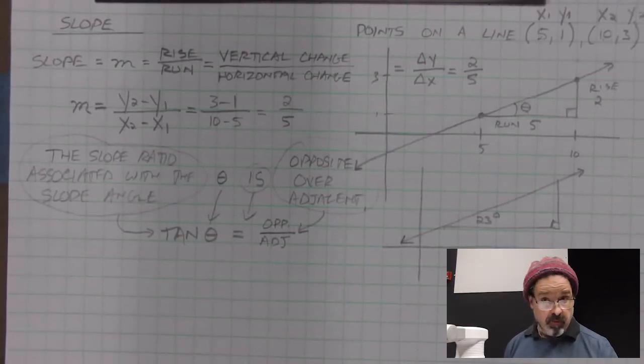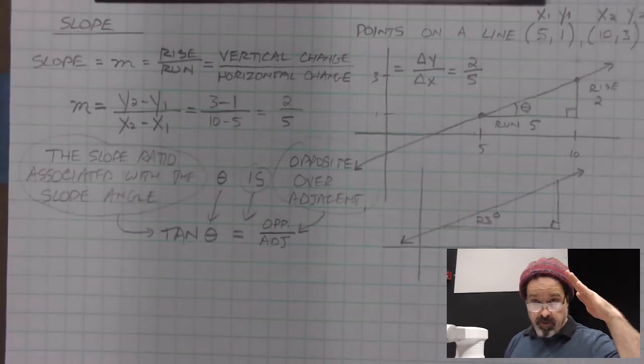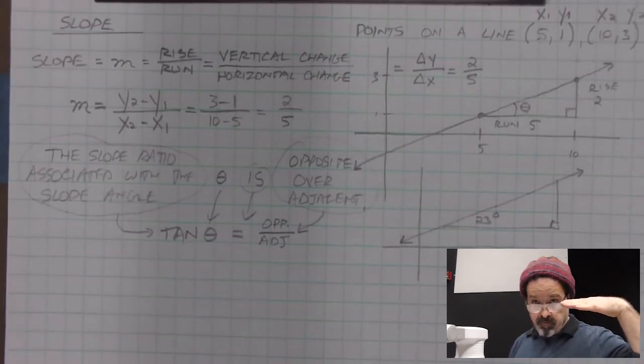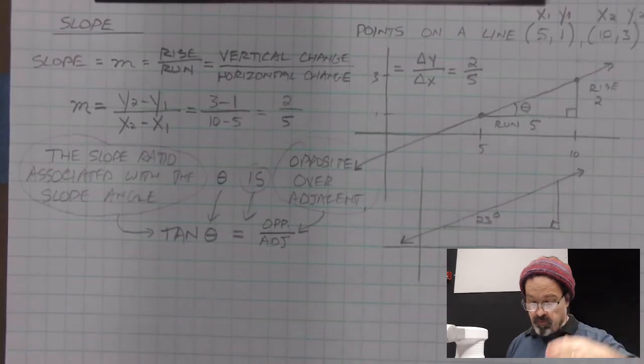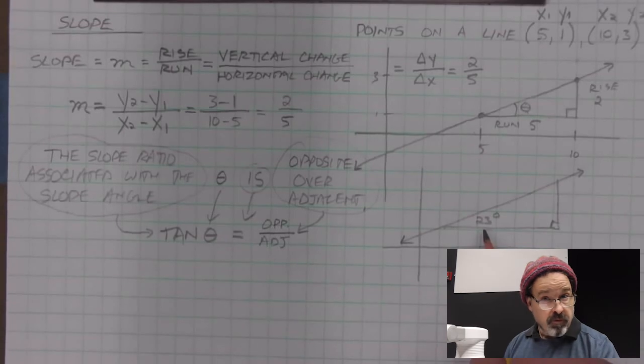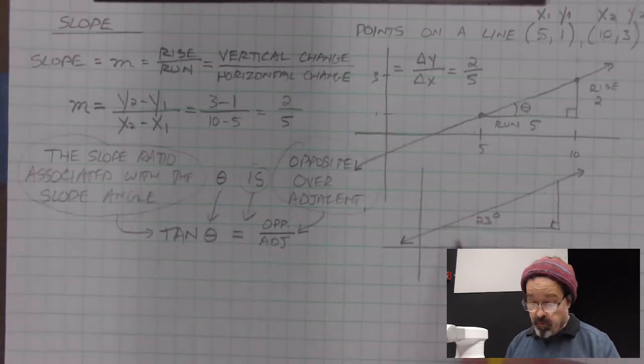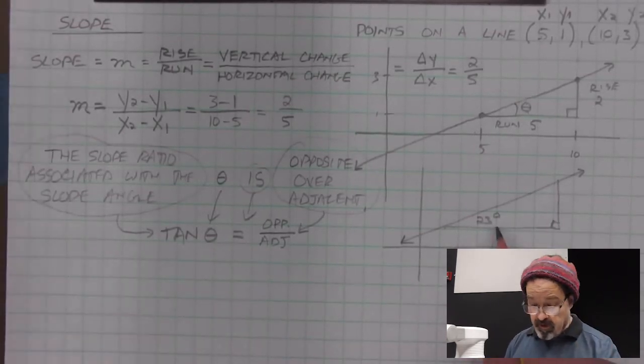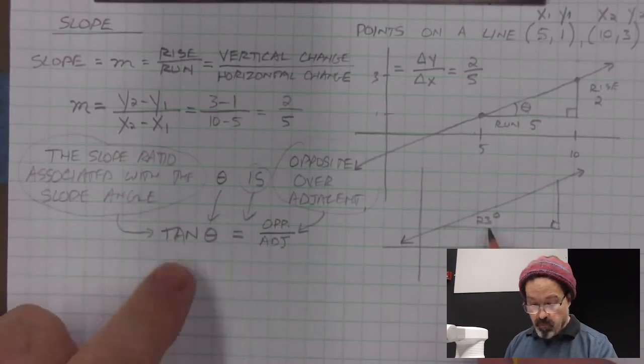Those are the legs, but we don't know the values of the rise and run. What we have is the slope angle, 23 degrees. This line is heading up at 23 degrees compared to the flat horizontal. So we know the slope angle, and what we want is the slope ratio that we're used to. We don't have points to work with this time. We just have the slope angle.